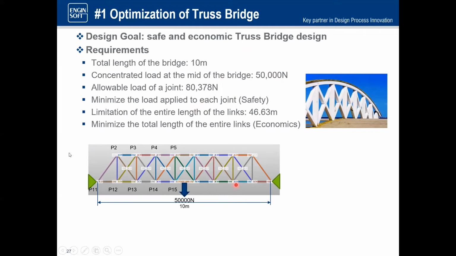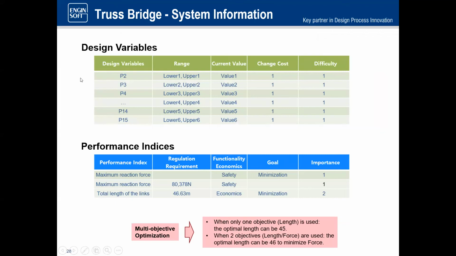And so what we want to do is minimize this load applied to the joints because we want to have a factor of safety as high as possible. But we want to keep the cost under control. So we want to limit the total length of the links. So we're going to try to minimize that total length while also minimizing the load. And we're going to allow all these positions to change. So that's our basic problem.